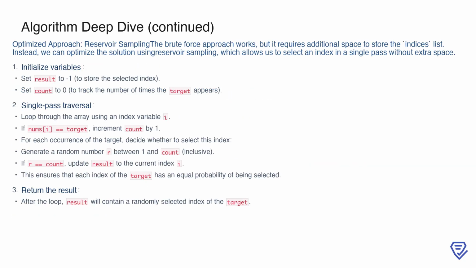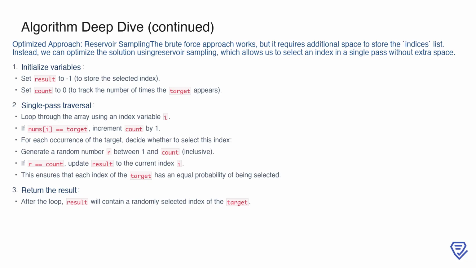While the brute force approach works, it requires additional space to store the indices list, which might not be ideal in scenarios with memory constraints. To address this, we can use an optimized solution called reservoir sampling. This approach eliminates the need to store all indices by allowing us to select an index in a single pass through the array, with equal probability for each occurrence of the target.